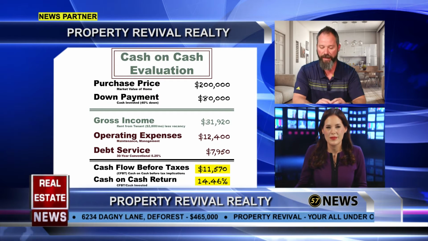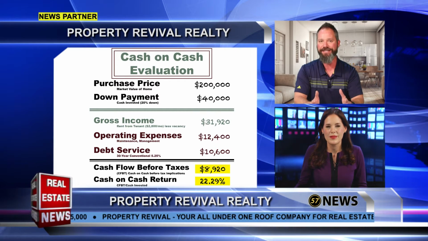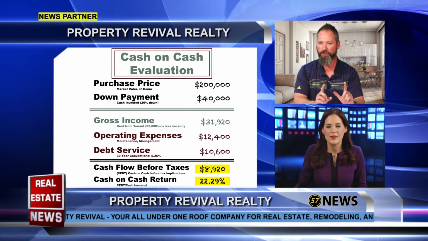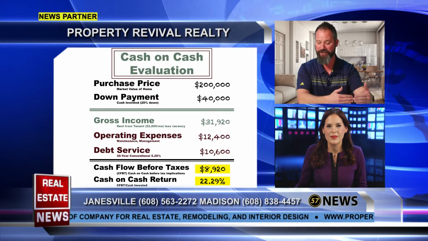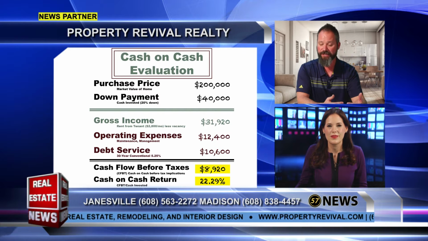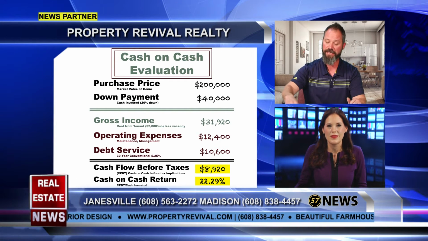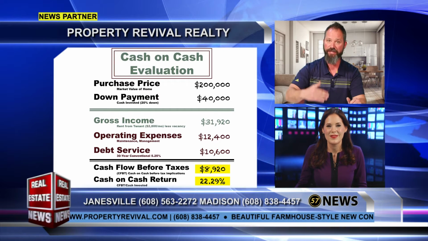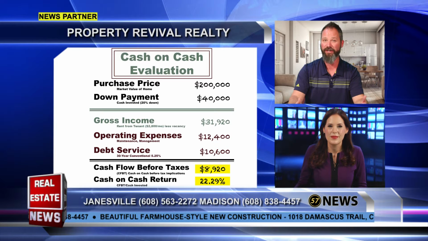So that's example one. As we move into example two, we're going to look at the exact same property, but instead of putting 40% down, we're only going to put 20% down. And as we put on 20%, we're putting down $40,000. That $40,000 generates the same amount of gross income. It's the same operating expense. However, the debt service is going to go up because you're financing more. So the cash flow before tax is going to go down.